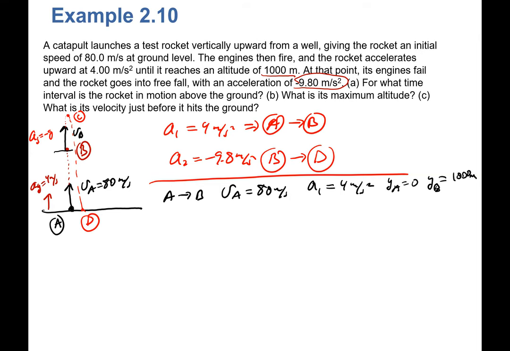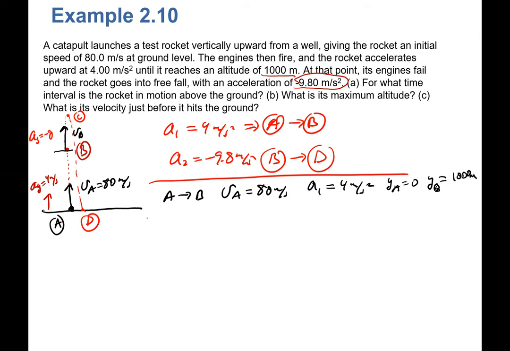Okay. That means this is everything I have for part A to B. I want to find the time. So now, which equation can I use to find the time? Well, there are a number of ways I can do that because I'm given initial velocity, I'm given, let's say, the acceleration and things like that.